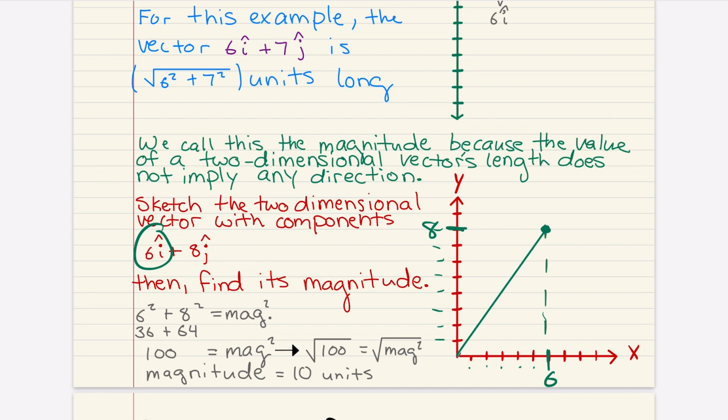And if I wanted to actually show the vertical component, I could right here. If I wanted to show the horizontal component here, of course, we have my right triangle. This vertical component is, of course, my 8 j hat vector. And this horizontal component is, of course, my 6 i hat vector.